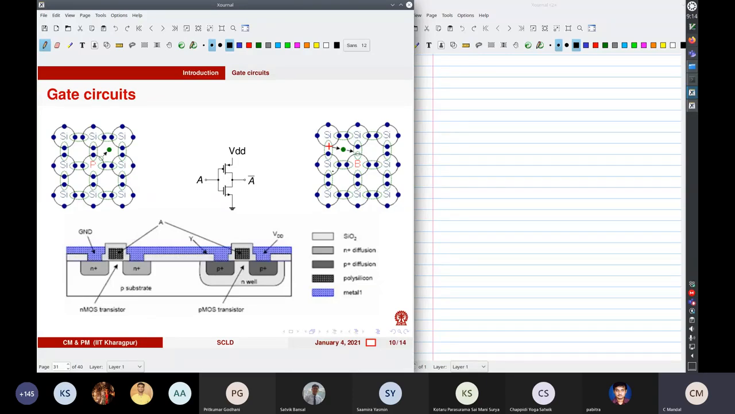present day semiconductors are usually made up of MOSFETs, or metal oxide semiconductor field effect transistors, and especially CMOS or CMOSFET circuits. So you have two kinds of transistors. You can see that you have one transistor here and another transistor here, and they are a bit different. One of these is called an NMOS circuit, another is called a PMOS circuit.